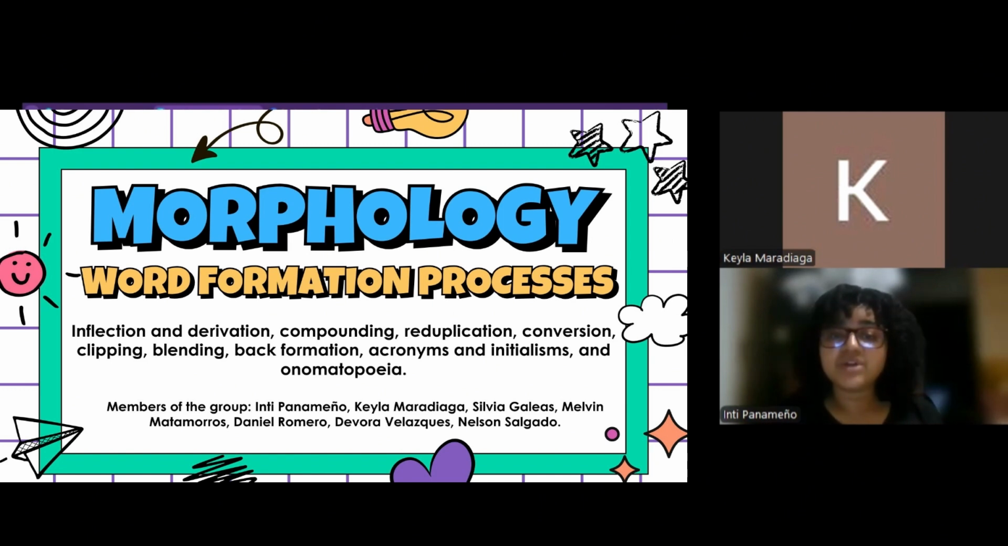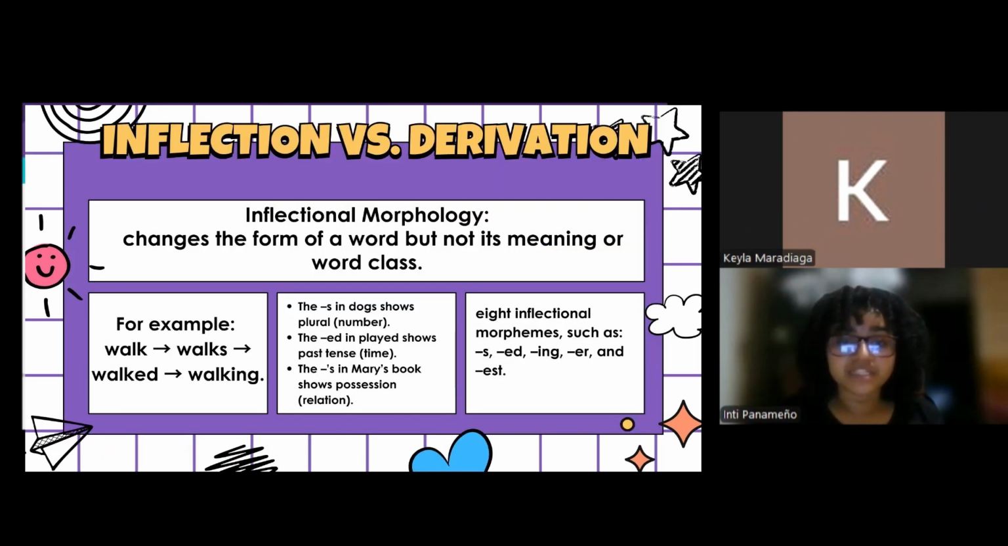So, to start, I will first explain the difference between inflection and derivation. What you need to know about inflectional morphology is that this is a process that changes the form of a word, but it is important to note that it does not change the meaning or the word class. In other words, inflection helps a word fit grammatically into a sentence.